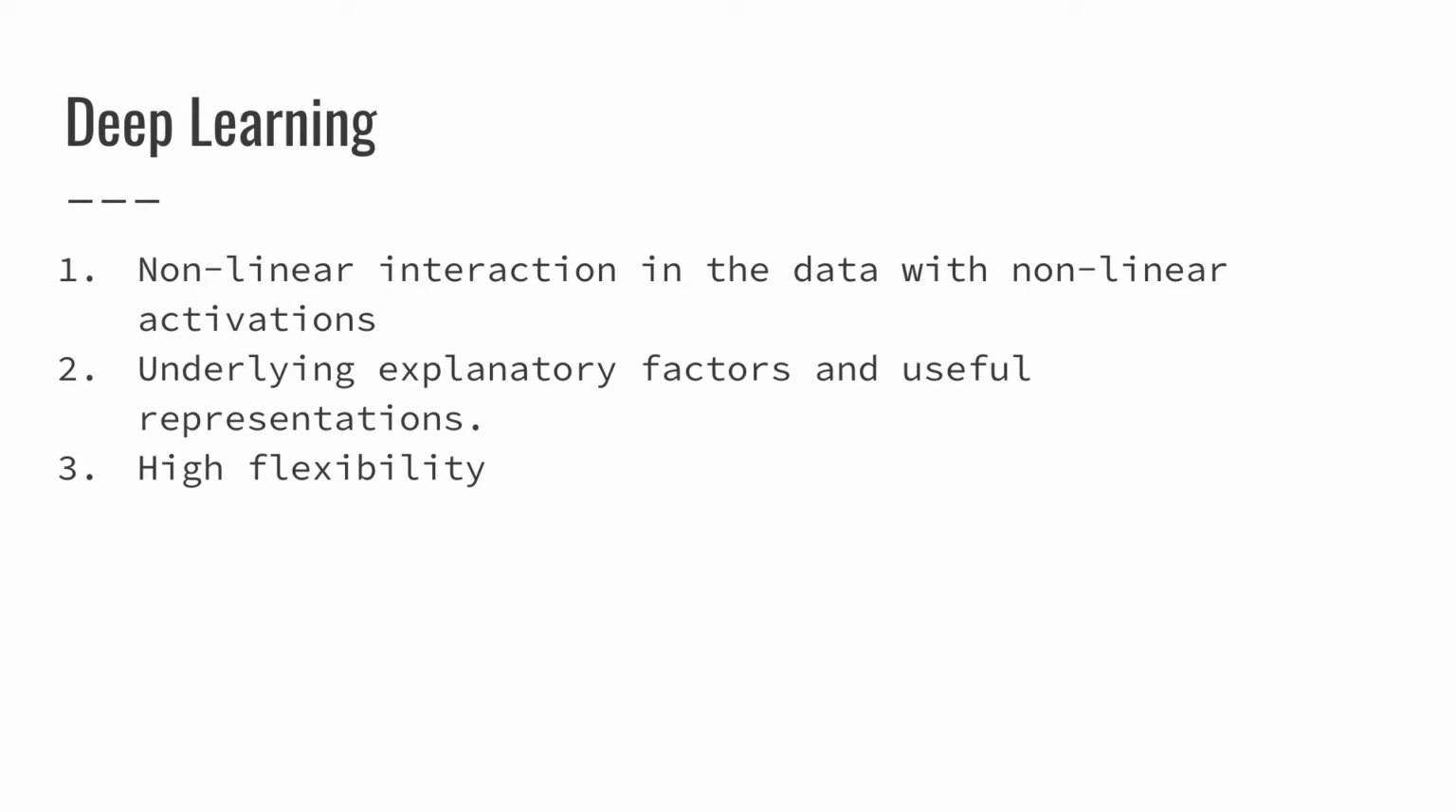Okay, the interesting one: deep learning. Everyone right now is trying to put deep learning in their application. So why not? As for deep learning in the recommendation system, it can model the nonlinear interactions in the data with nonlinear activation. Also, it can efficiently learn underlying explanatory factors and useful representations from the input data. Last but not least, it has high flexibility in terms of the number of available APIs nowadays.